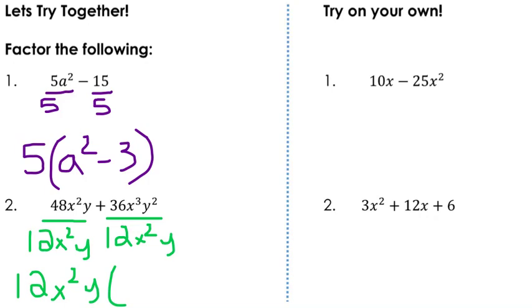So 48 divided by 12 gets me 4. My x squared divided by x squared cancels. My y divided by y cancels. So I just have 4 for my first term. Plus 36 divided by 12 gets me 3. X to the third divided by x squared gets me an x. And y squared divided by y gets me a y. I've successfully simplified and factored this expression.